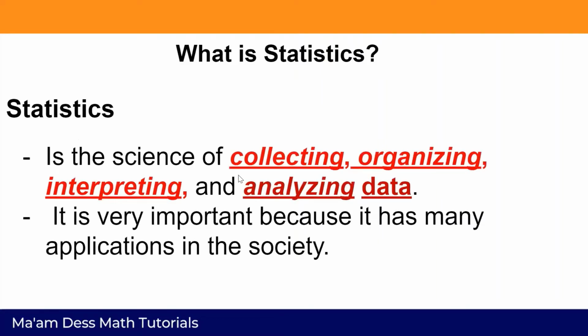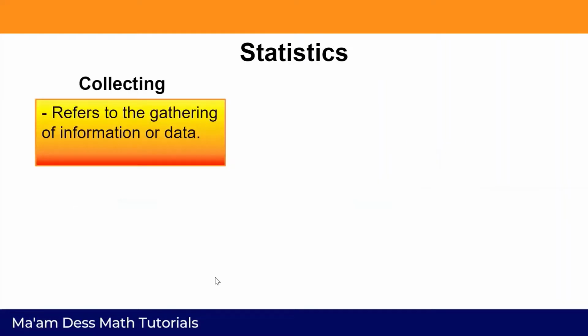Next, what is statistics? Statistics is the science of collecting, organizing, interpreting, and analyzing data. It is very important because it has many applications in our society. Okay, now, what do you mean by collecting, organizing, interpreting, and analyzing? Let's find out.